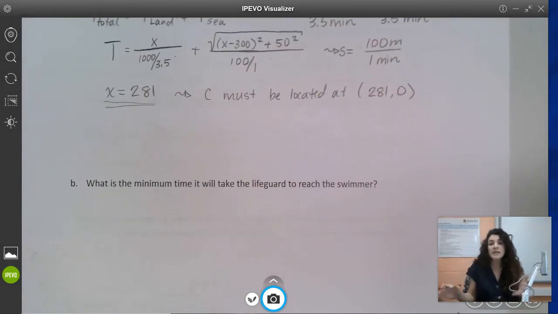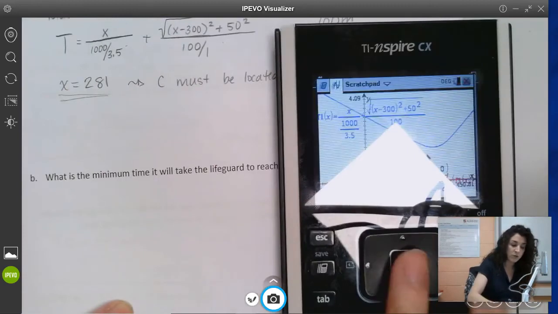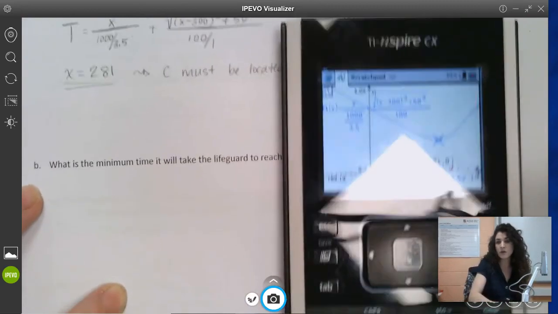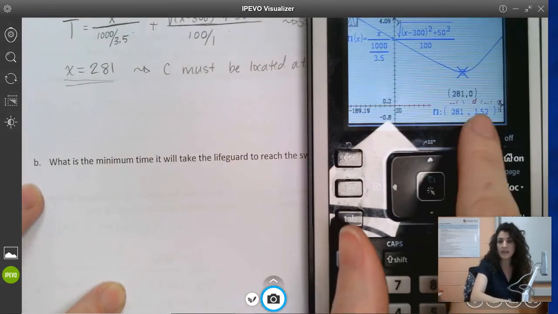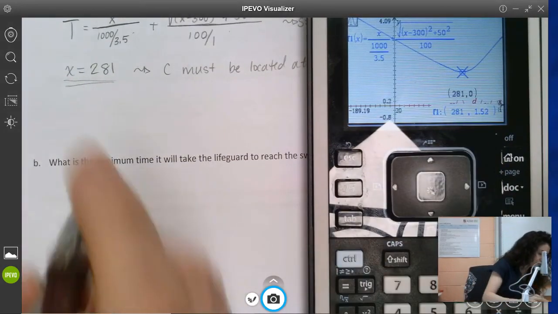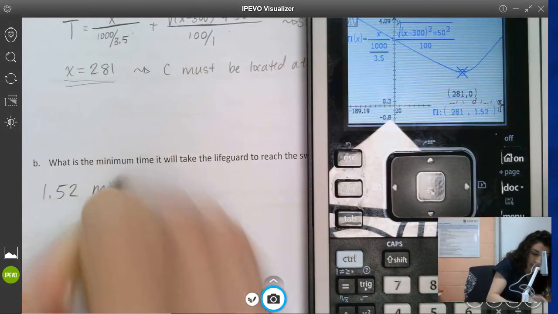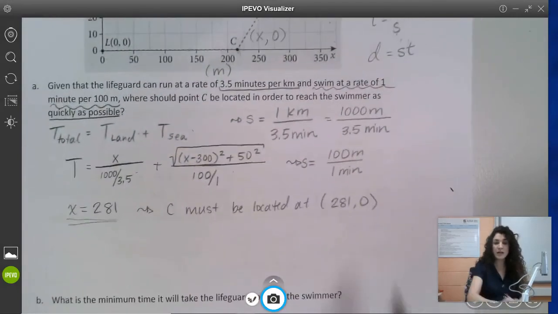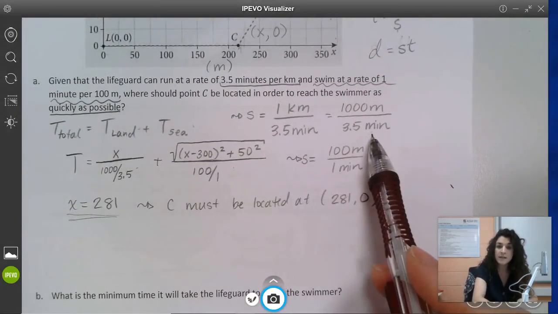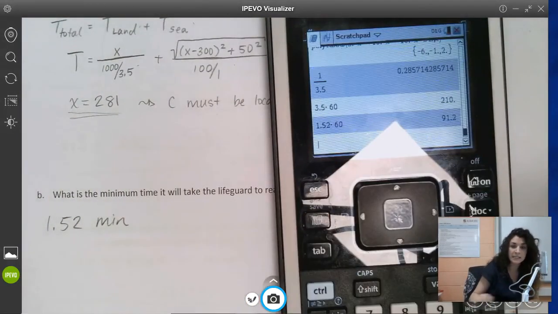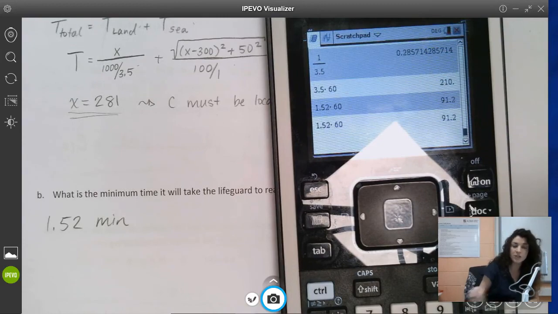Follow-up question, what is the minimum time? Well, we can go back to our original graph and trace and figure out what is my Y value when X is 281. And that is 1.52. This is in minutes because of the units of measurement that we established here from our speed. So we can say 1.52 minutes. If we wanted to say it in seconds, we can multiply by 60, which is 91.2.